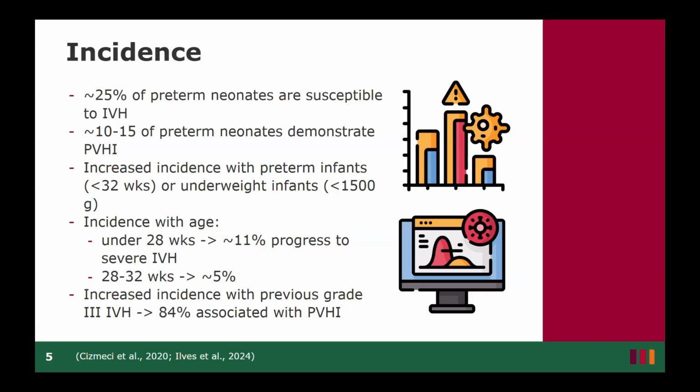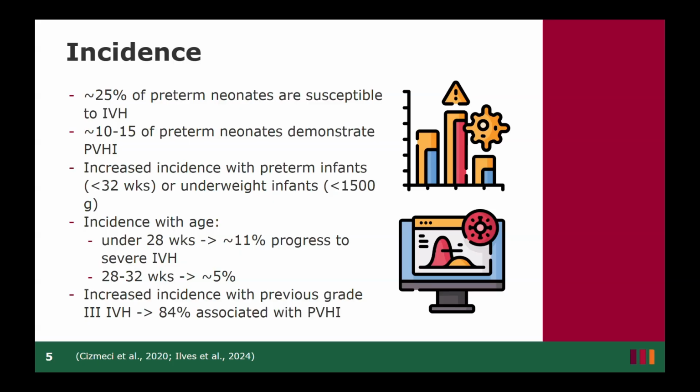Incidence. The overall incidence of intraventricular hemorrhage is 25% of preterm infants, and about 10 to 15% of those neonates will demonstrate periventricular hemorrhagic infarction. If the neonate is underweight, under 1,500 grams, or has low gestational age, under 32 weeks, the likelihood of developing severe intraventricular hemorrhage increases. The likelihood was more prominent in infants under 28 weeks or less than 1,500 grams, at 11% having severe intraventricular hemorrhage, which would include periventricular hemorrhagic infarction or grade 4 intraventricular hemorrhage.